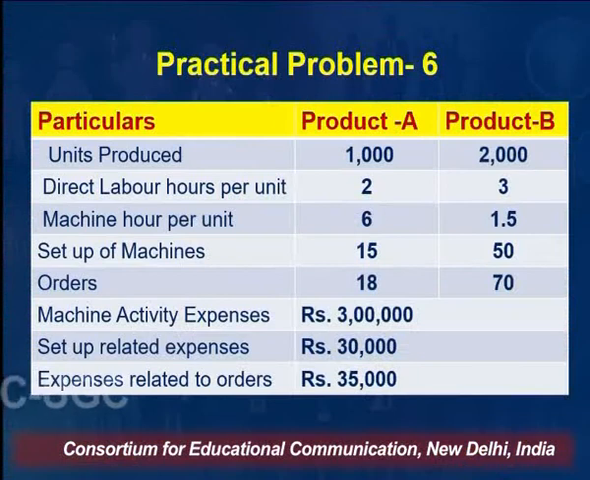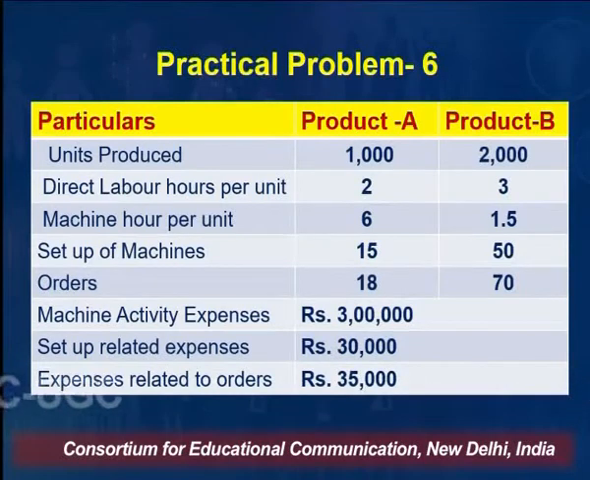Now we shall be taking up another question, which is going to be the last question on activity based costing. This is question number 6 in our series of numerical problems. Here we have two products reported in the question, product A and B. They are reporting us about the units produced, direct labor hour per unit, machine hour per unit, setup of machine, orders, and then machine activity expenses is reported to be rupees 3 lakh, setup related expenses rupees 30,000, and expenses which are related to the orders, it is rupees 35,000.